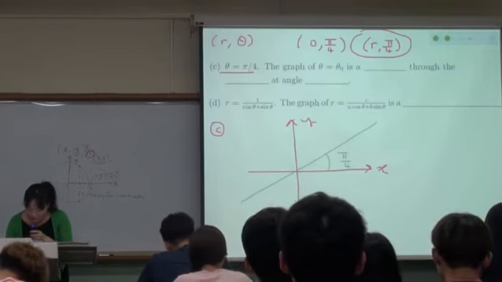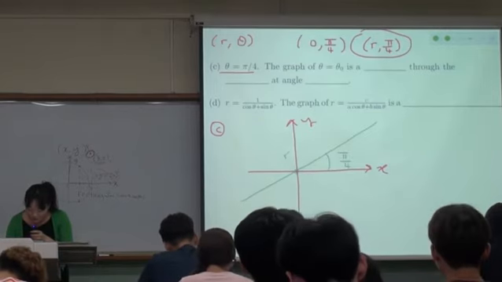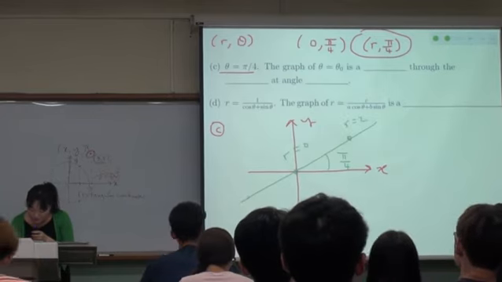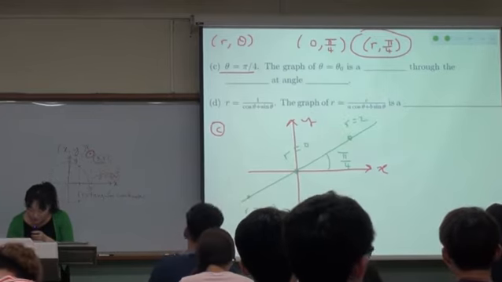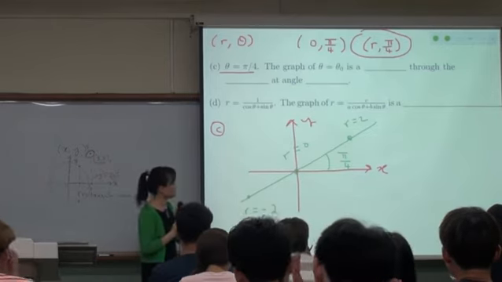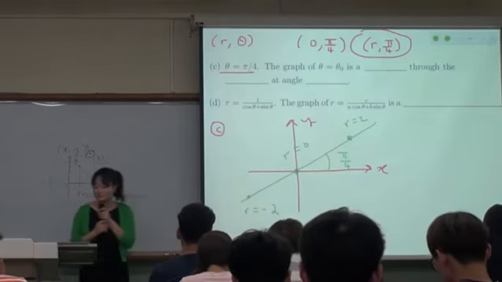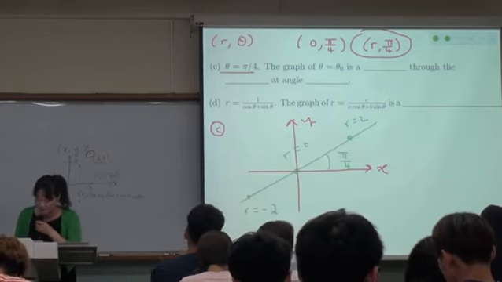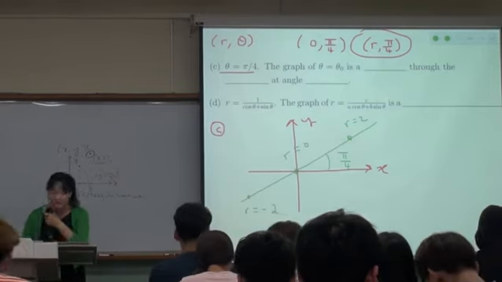Pi over 4. So this is R0. For example, here, this is R2. Here, R is minus 2. Okay, so with that, let's fill in the blanks.